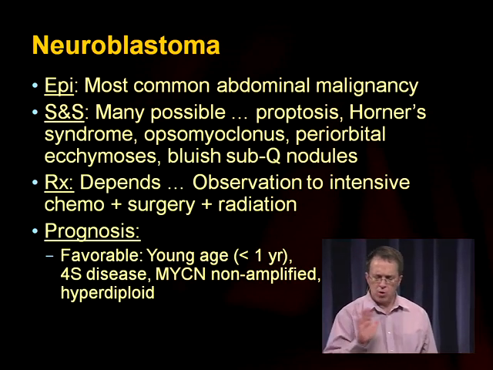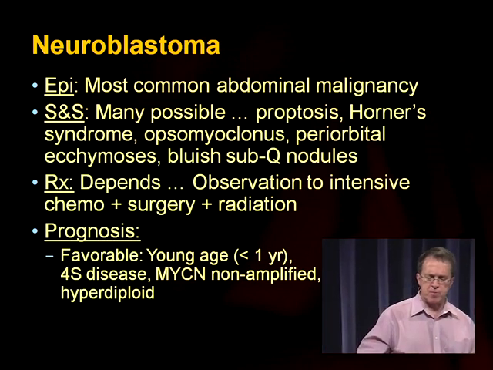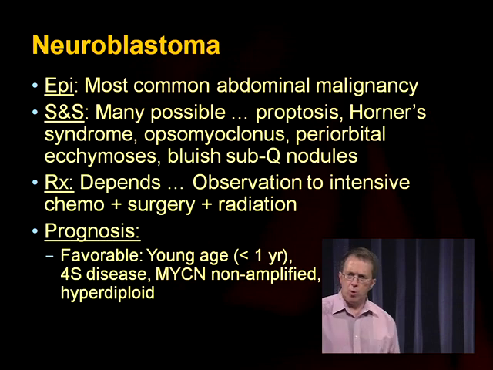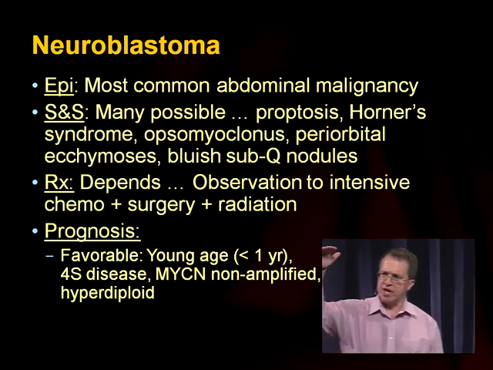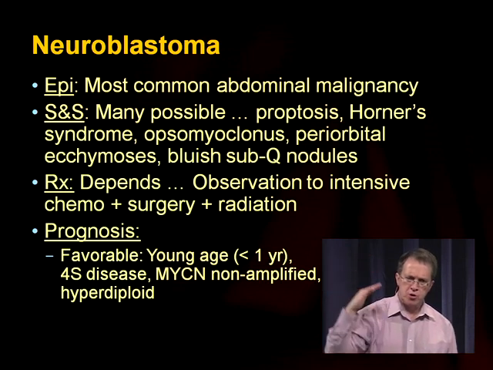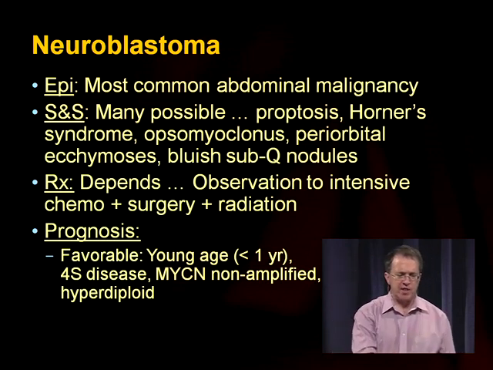And again, we'll go quick. I could go forever on these because this is my passion. Neuroblastoma is the most common abdominal malignancy. When you think childhood cancer, you're going to think it like this: leukemia, lymphoma, brain tumors, neuroblastoma. So we see a lot of these.